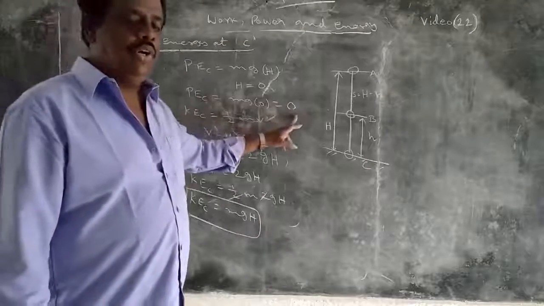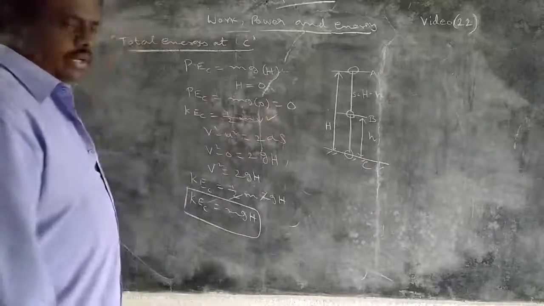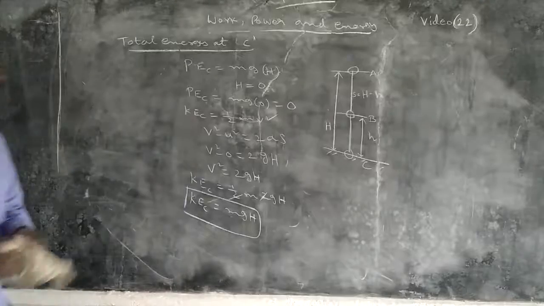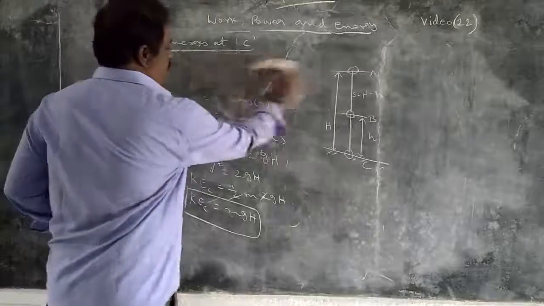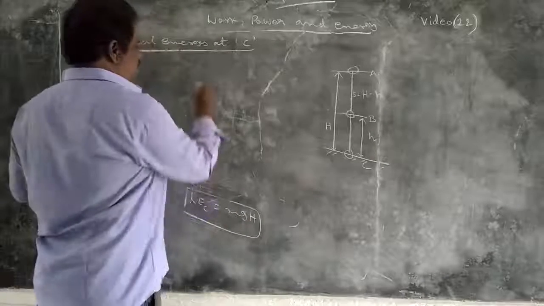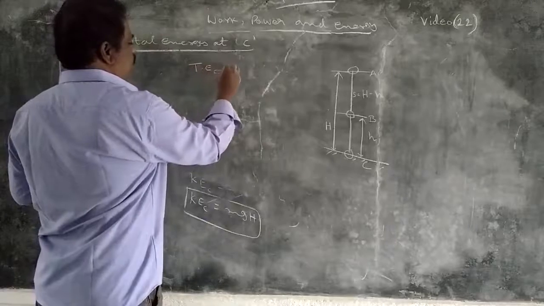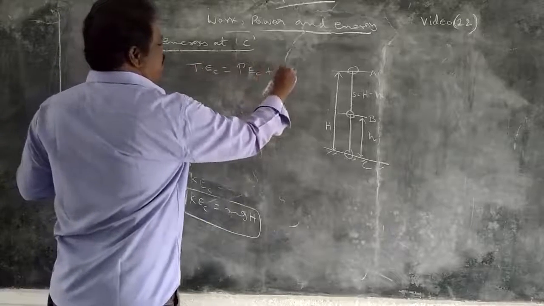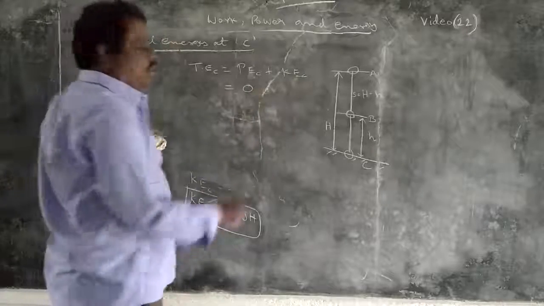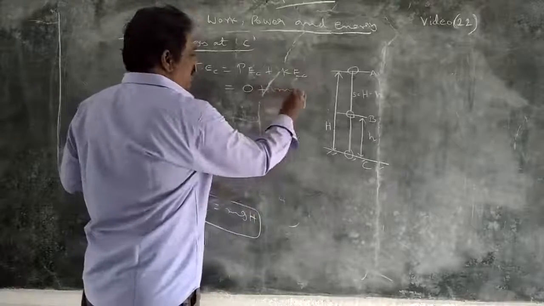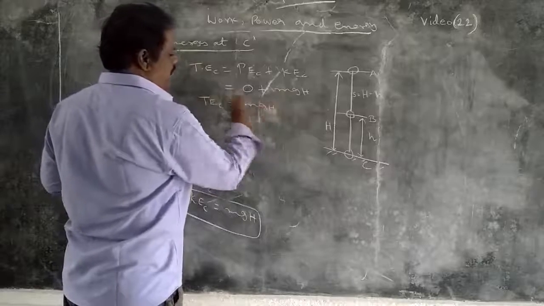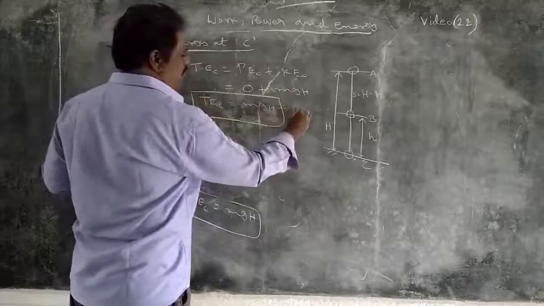Potential energy at C is equal to 0. Therefore total energy at C is equal to potential energy at C plus kinetic energy at C. Potential energy at C will be 0. Kinetic energy at C will be mgH. Therefore total energy at C is equal to mgH. So this is equation number C.